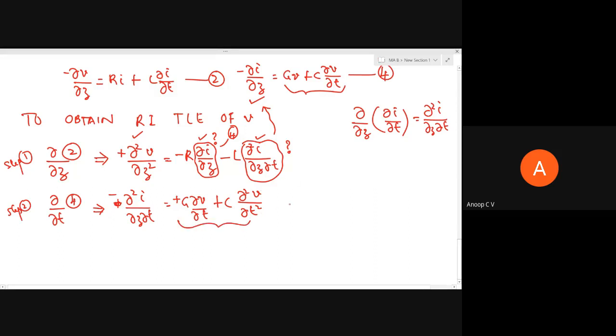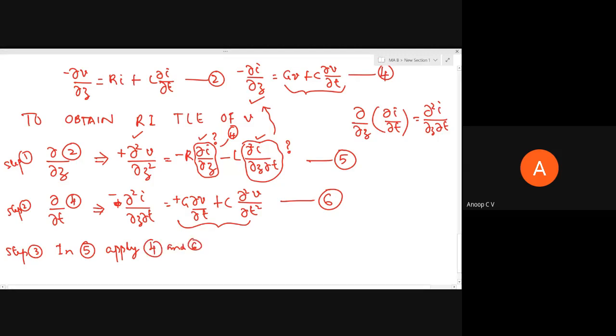So I'll call this equation number 6, and this equation number 5, right? So now what I have to do is, the final step, step 3: in equation 5, you apply equation 4 and equation 6.